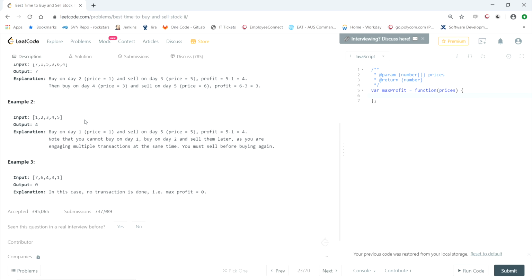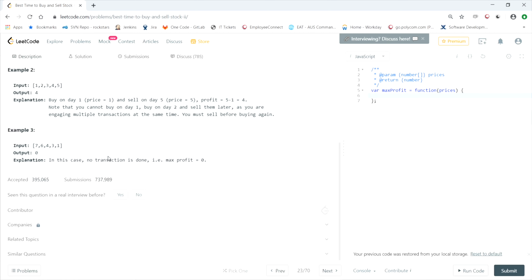Example 2, the prices are 1, 2, 3, 4, 5, and the output is 4, because you buy it when it's 1 and you sell it when it's 5. And for example 3, the prices are 7, 6, 4, 3, 1, and the output is 0 because there's no time where you would buy it and then sell it for a higher price.